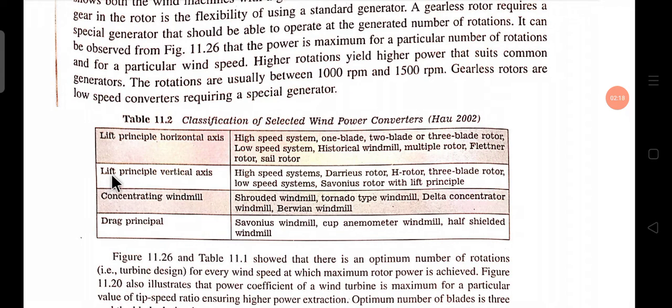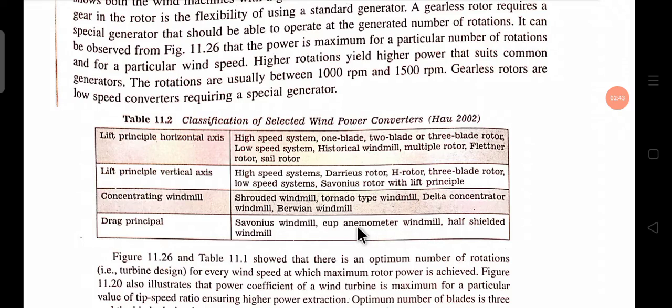Similarly, lift principle, vertical axis. This is the principle, and these are the types of rotors. The high speed system includes the Darrieus rotor, H rotor, three blade rotor, and so on. Similarly, the concentrating windmill also has different types of rotors, and the drag principle also has different types of rotors.